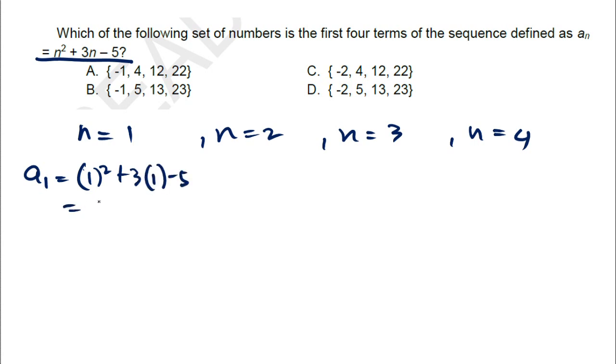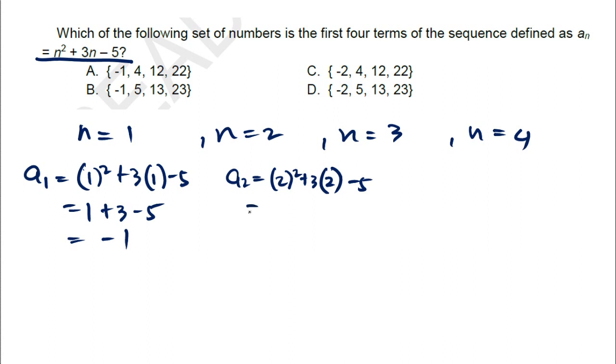Now let's have a sub 1 is equal to 1 squared plus 3 times 1 minus 5. We have 1 plus 3 minus 5. The answer is negative 1. Let's have a sub 2 is equal to 2 squared plus 3 times 2 minus 5, equals 4 plus 6 minus 5. 4 plus 6 is 10, minus 5. So the answer is 5.